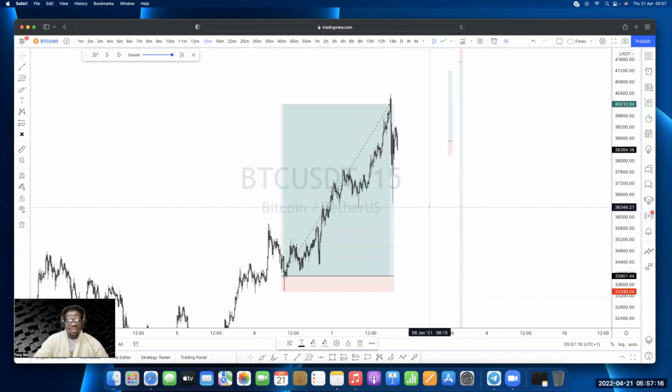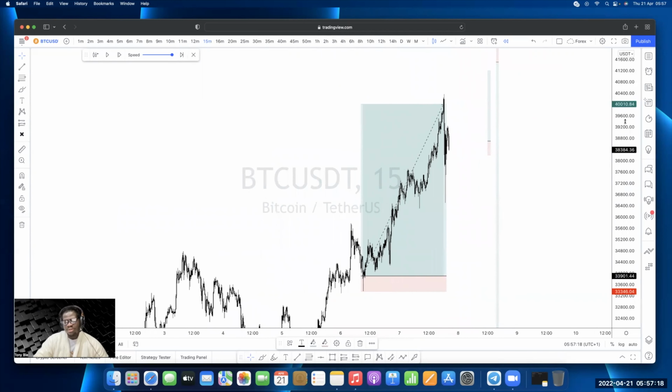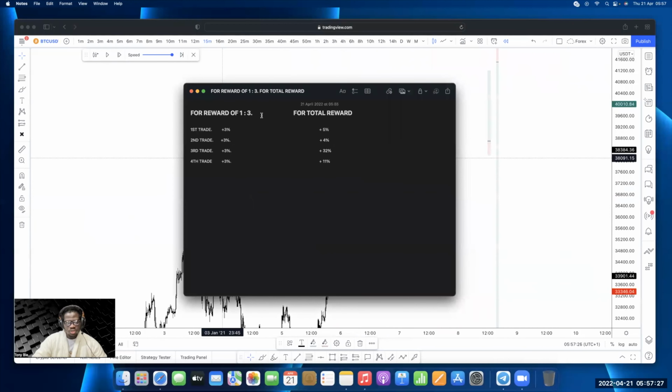Okay, so I don't want to cover a lot, and I want to break them into episodes. So this is the first episode. We've looked at four trades. The first one, if you are going by 1 to 3, you made 3, 6, 9, 12. So you're up 12% on your account. And if you were risking 1% and want to maximize it, this is like a 1 to 5, 1 to 4, 32, and 11.